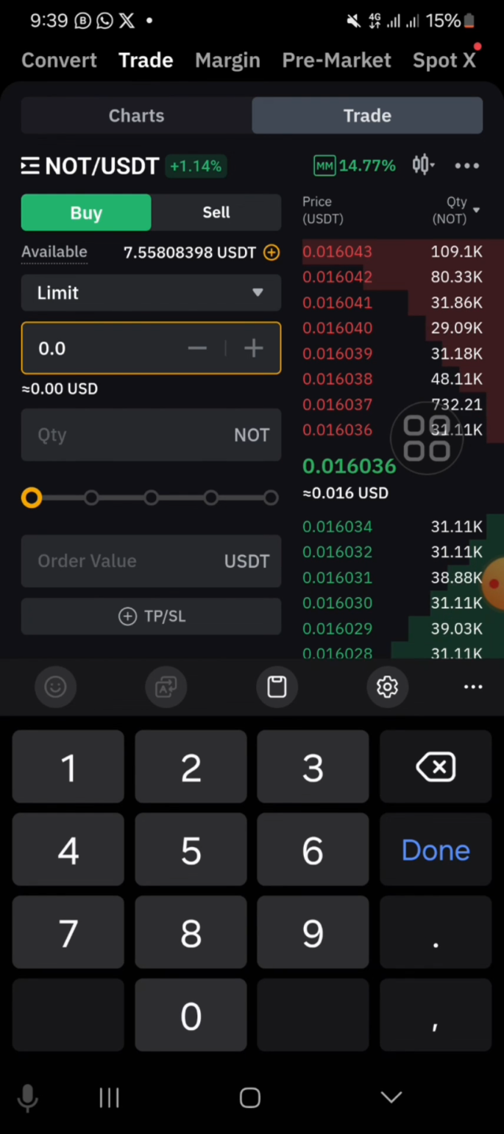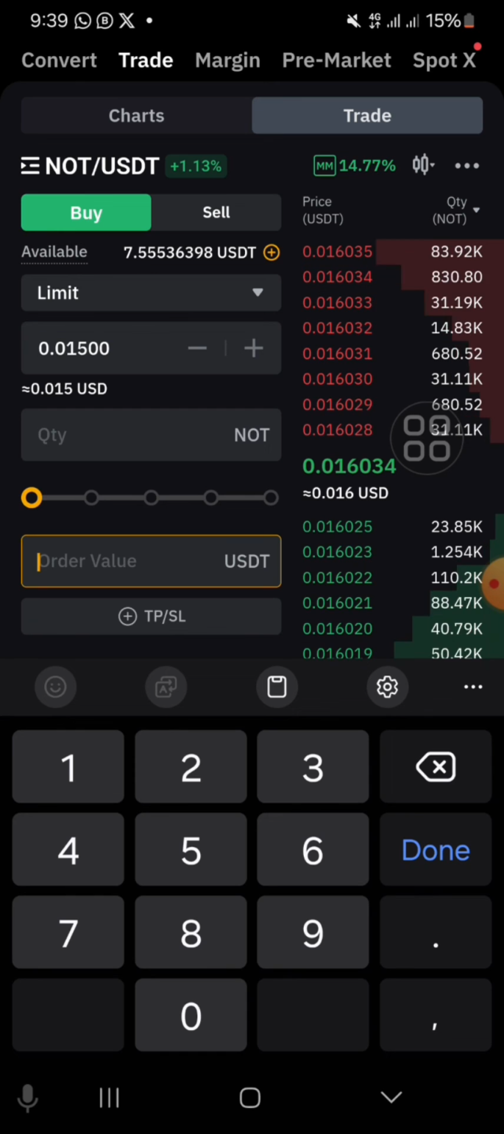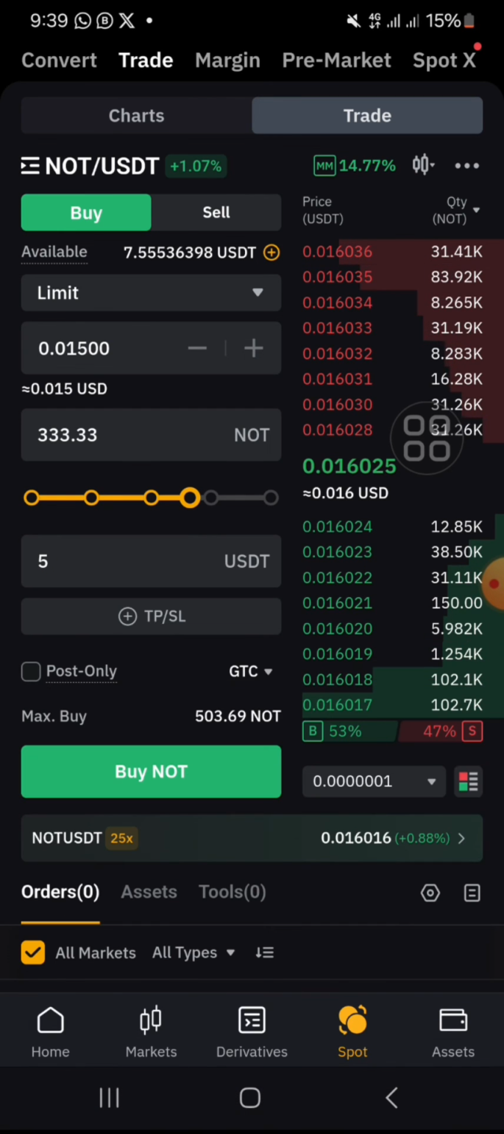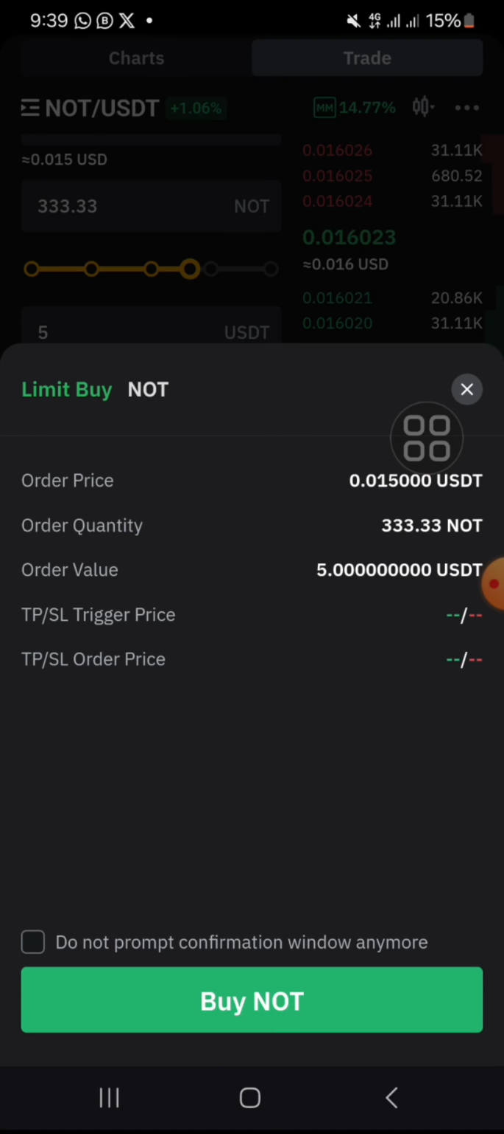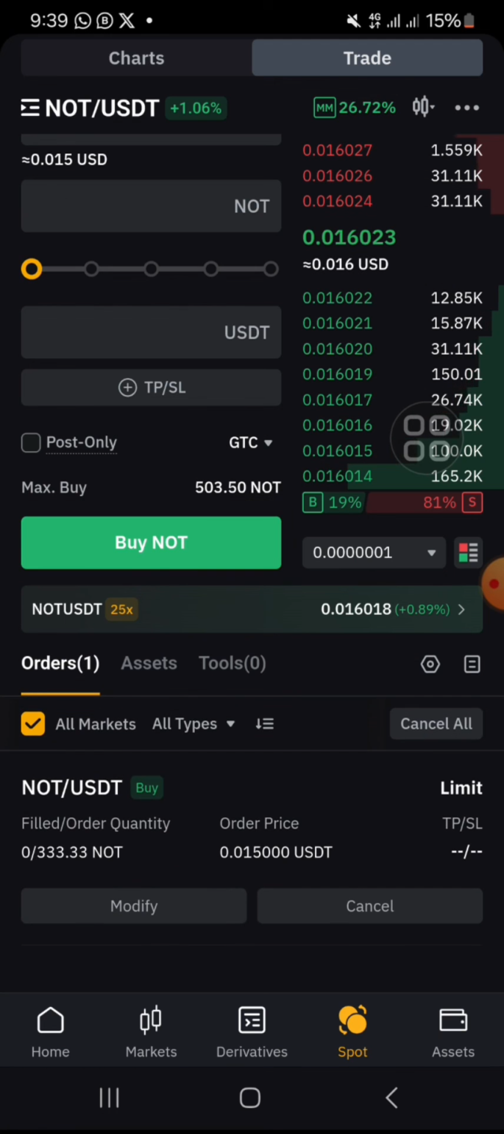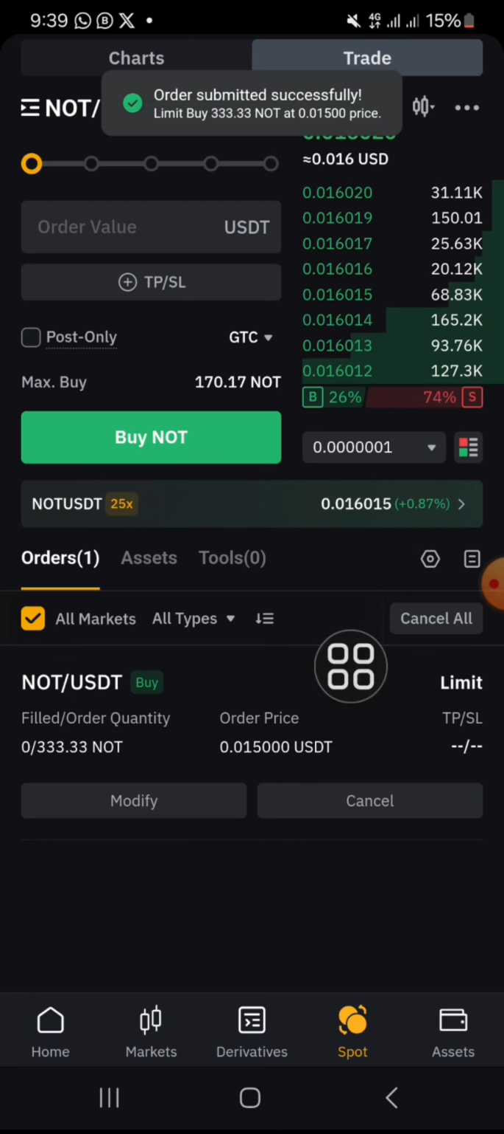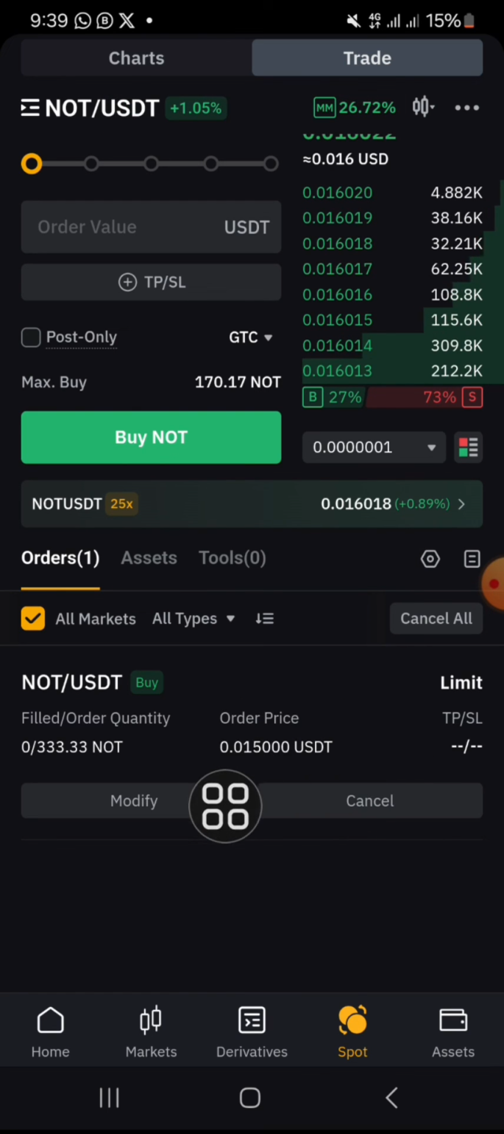Understand? So let me just say I want to buy at 0.01500. I want to buy $5 worth of Notcoin. Then I place it in Binance. If I do that, it's going to be in this place, where you see all your orders. You can see all my orders right here.